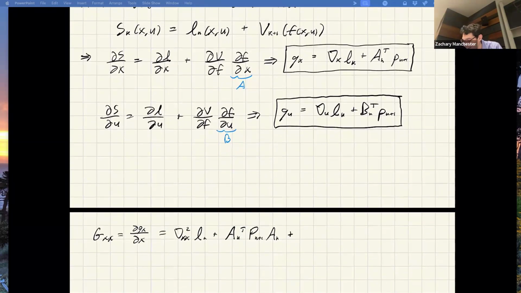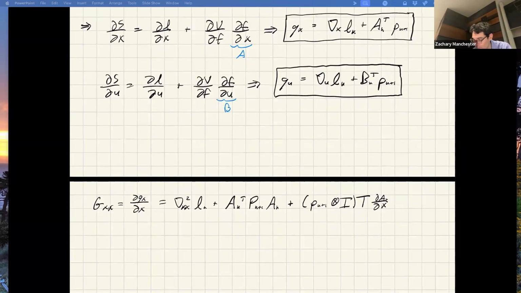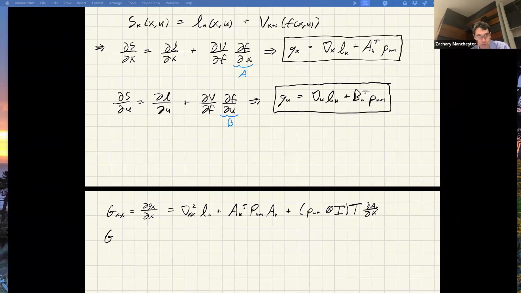So here we go. That ends up being little p_{k+1} Kronecker I. Because it's a transpose, I get that commutator matrix. So that's the T. And then I get dA/dx. So this is just plug and chug, nothing magic. It's using the recipe. I'm just doing the chain rule. Okay, so now I'll just write the other ones down without belaboring it too much.